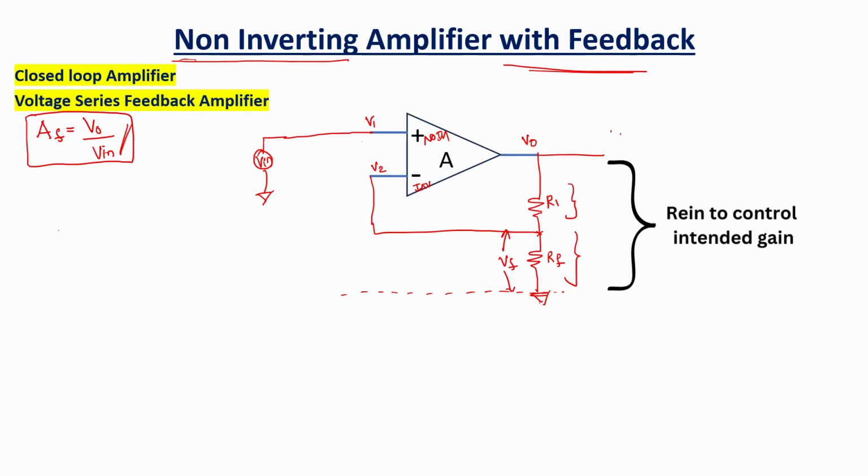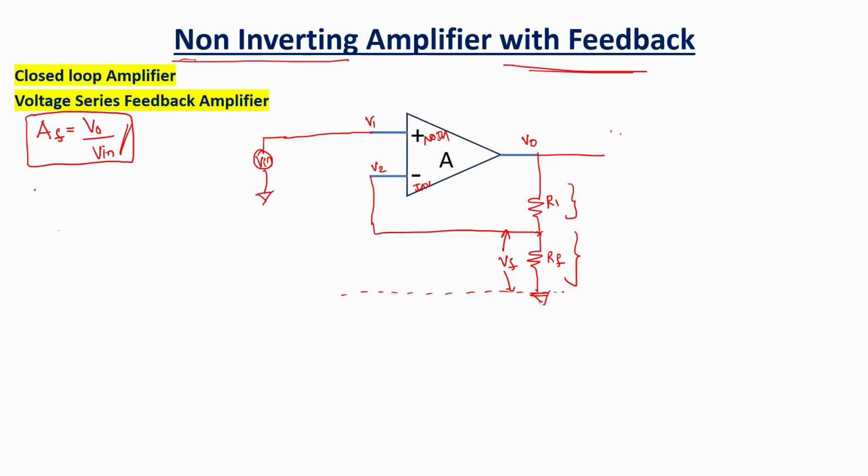This is like your leather belts. You're using a small portion of the V naught based on the ratios of the R1 and RF. Fine. Now, anything in the op-amp amplifier, we have to start with the open loop configuration assumptions.